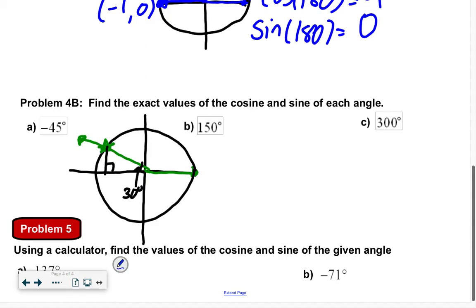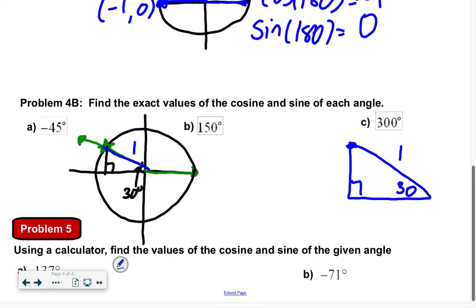What is this blue length? How long is it? 1. So what is the hypotenuse always? 1. Your hypotenuse is always 1, because your hypotenuse is what your radius is. I'm going to blow up our triangle over here. We have this is 30, we have our hypotenuse is 1. I need to find my leg here and my leg here. That'll give me my XY point for here.